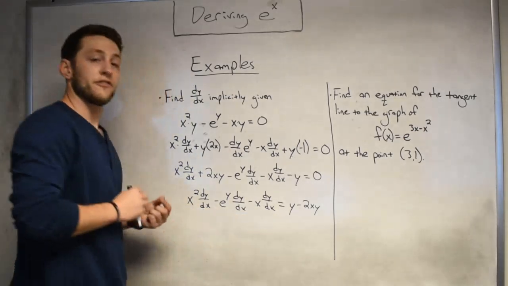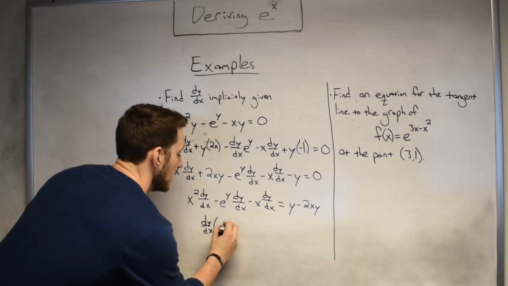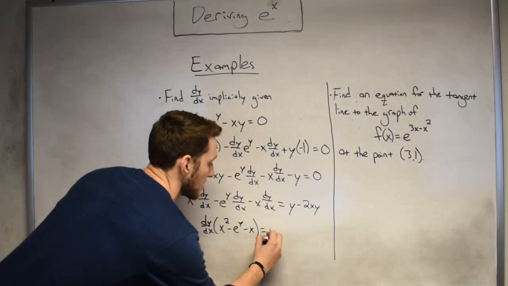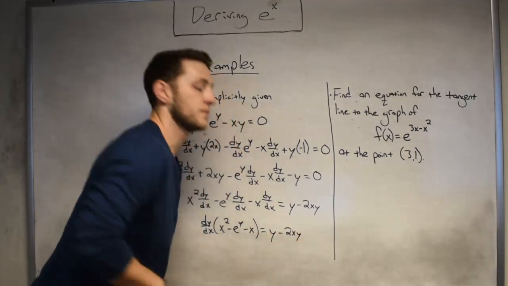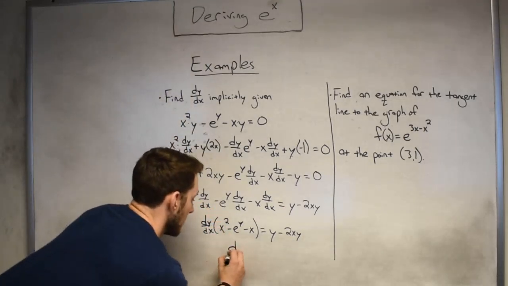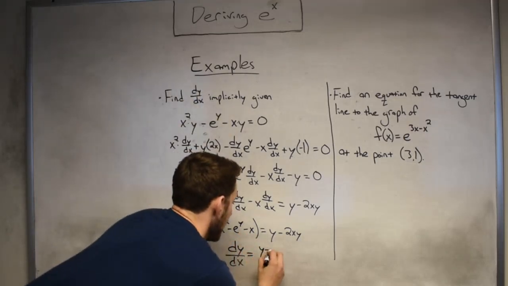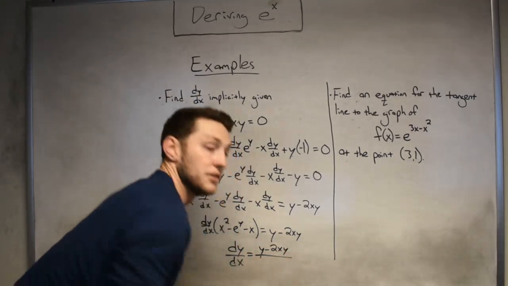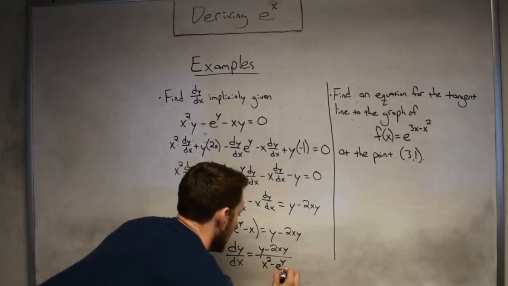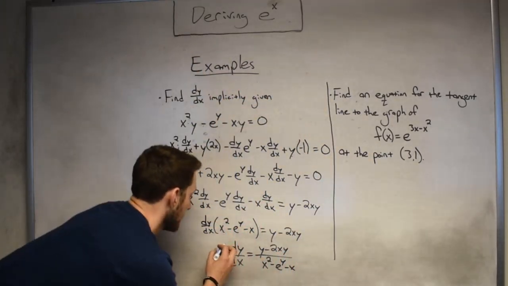Penultimately, factor out that dy over dx, leaving me with x squared minus e to the y minus x equals y minus 2xy. And then lastly, divide through by what's left over to get your answer. dy over dx equals y minus 2xy divided by x squared minus e to the y minus x. And that ultimately gives me my answer.